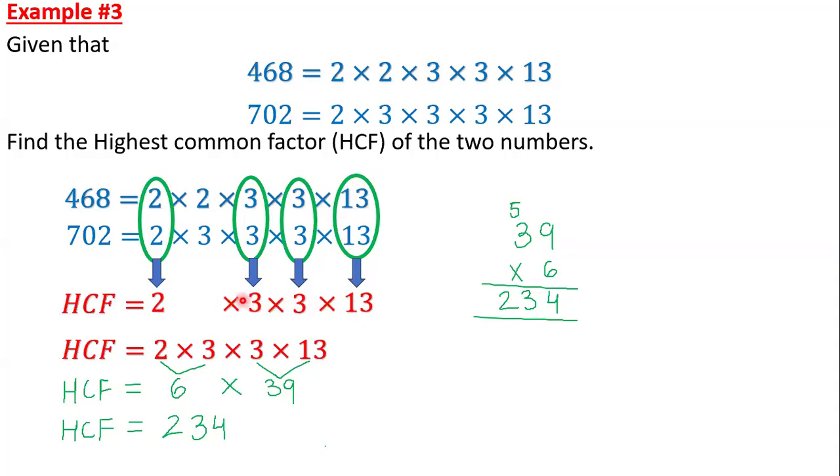Okay, the next thing after we group them, we just multiply them. So 2 times 3 gives us what? 6. 3 times 13 gives me what? 39. And I multiply 6 times 39, and that gives me what? 234. That's how I got the HCF.